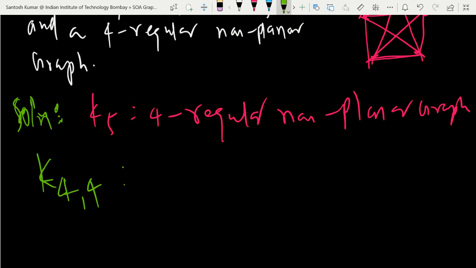It is 4 regular non-planar. Are you sure? Yes. Try to draw and see. Can you draw without crossing the edges? Everyone, please draw K44 without crossing the edges. Can you do that? Sure, non-planar. K44. Are you sure? Okay, let me check.